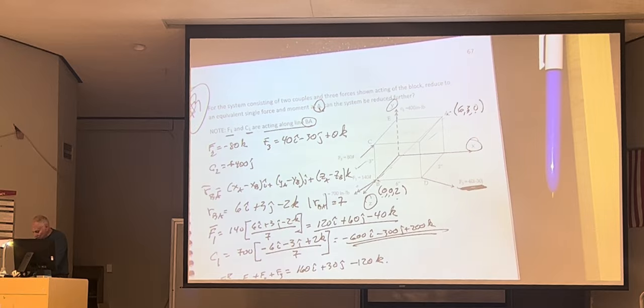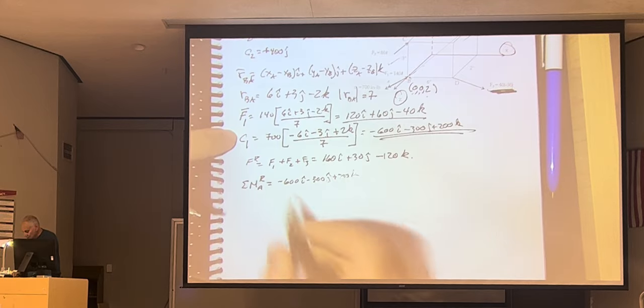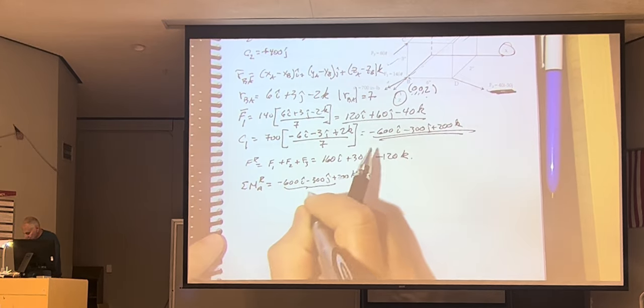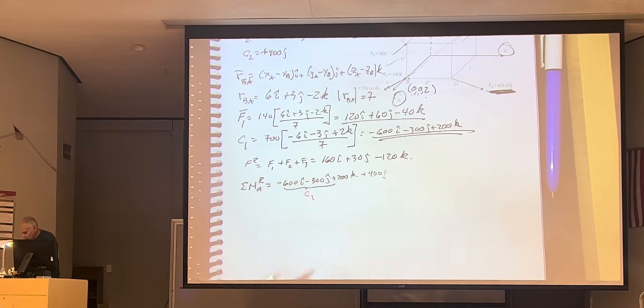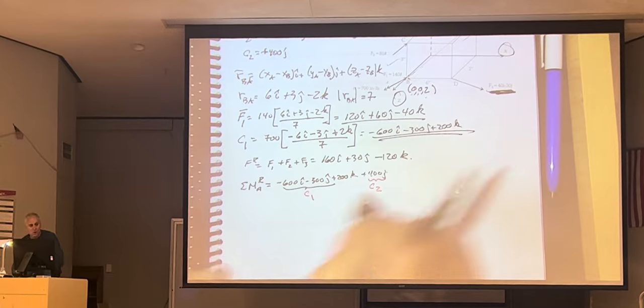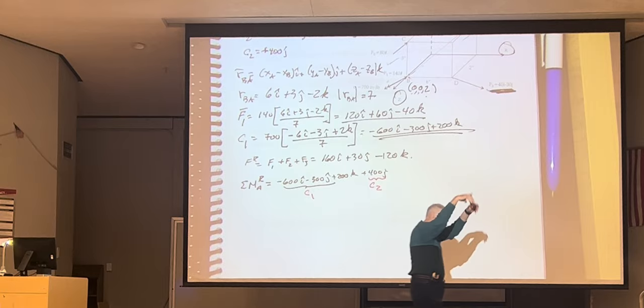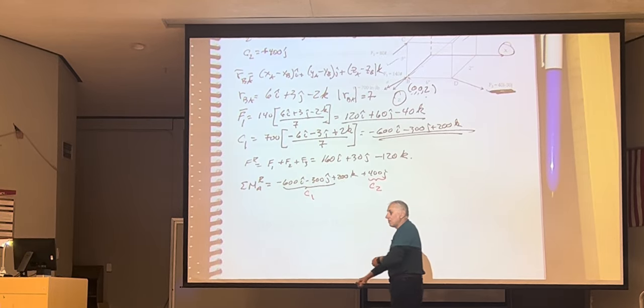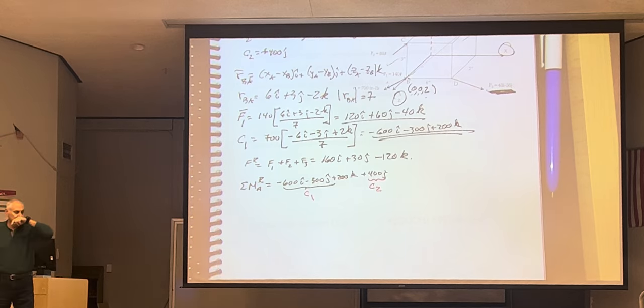Sum of moments at A resultant is equal to, well, I've got two moments, C1 minus 600i minus 300j plus 200k. This is C1. Then I have a plus 400j. That is C2. Moments, you just dump in. You don't multiply by anything, it's a moment already, dump it in. Now the question becomes, what forces that you have there are creating moments at A?